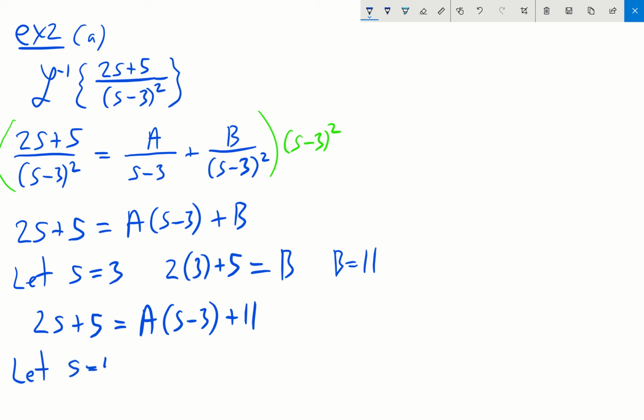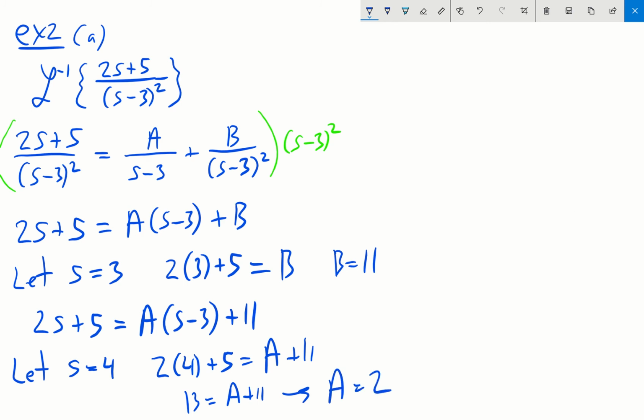I think a convenient choice would be s equals 4. If I plug 4 in, I get 2 times 4 plus 5 equals, and 4 minus 3 is 1, so this is 1a plus 11. This gives us 13 equals a plus 11. Subtract 11 from both sides, and we get that a is equal to 2. So we're able to do our partial fraction decomposition.